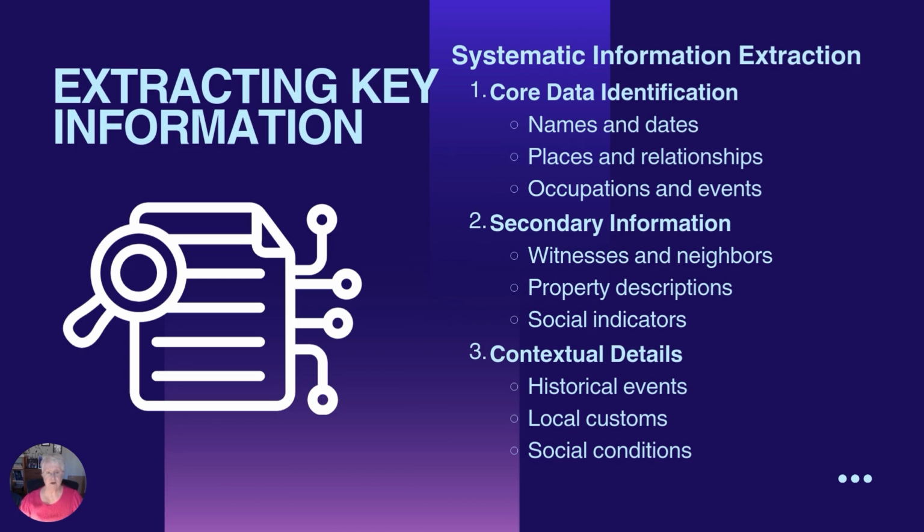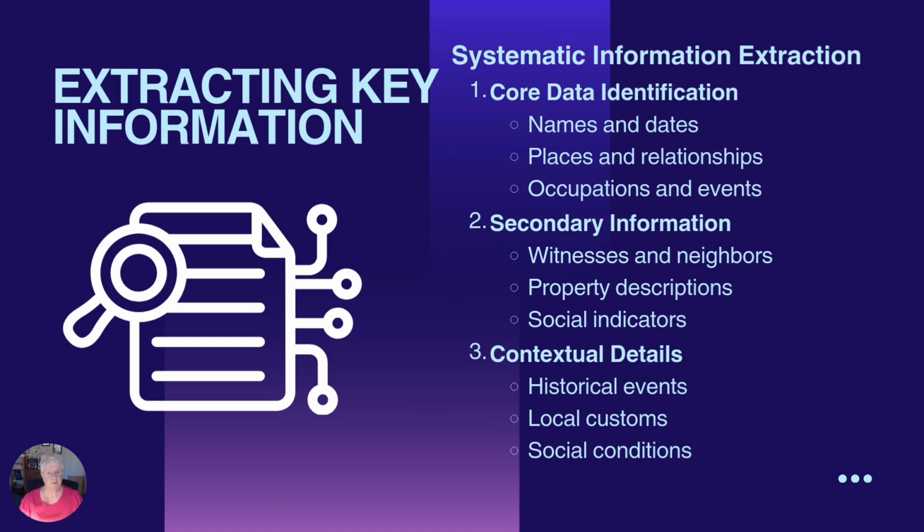And it's this extracting key information that is important when analysing old newspaper articles. The systematic information extraction includes looking at the core data identification, such as names, dates, places and relationships, occupations and events. That could be extracted from documents such as obituaries, as well as census records.